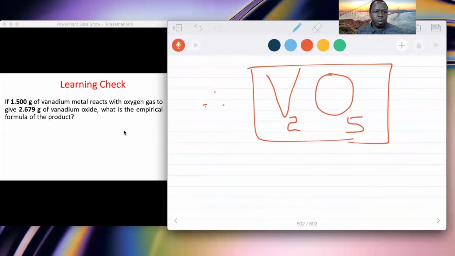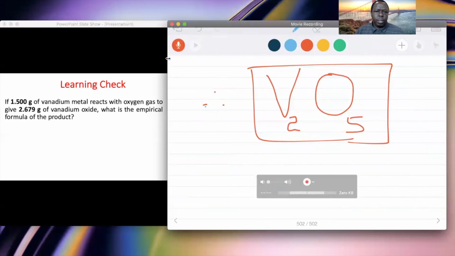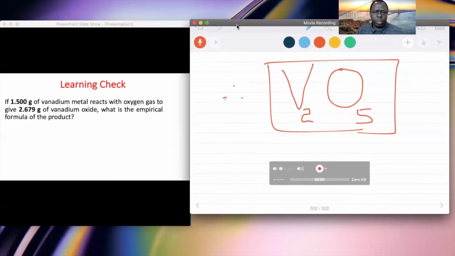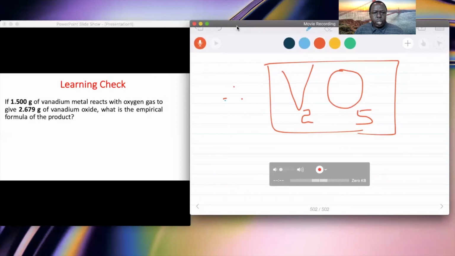This is the empirical formula of vanadium oxide. In your lecture, maybe you will have to use percentage. I'll leave that to your lecture instructor. You may also be given masses of three elements. If it involves three elements in a compound, you need to proceed in the same fashion. I don't want to go beyond empirical formula calculation, because that's the objective of this lab.